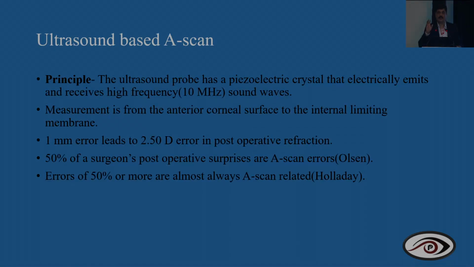Let me come to the ultrasound A-scan. The ultrasound probe has a piezoelectric crystal that electrically emits and receives high frequency 10 MHz sound waves. It measures from the anterior corneal surface to the internal limiting membrane. A 1 mm error may lead to 2.5 diopters of post-operative refractive error. You have to be very careful. Errors of 50% or more depend on the A-scan alone.